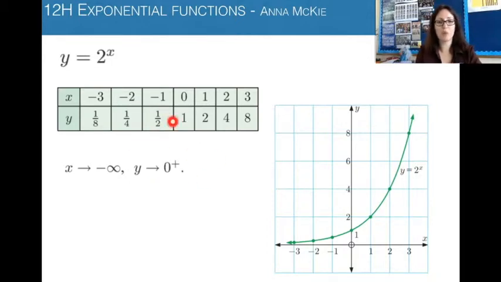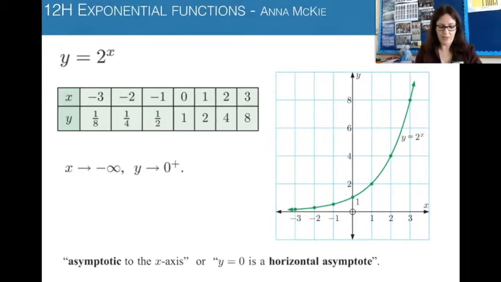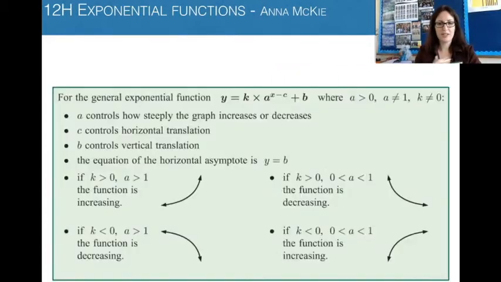Because if you look what's happening here, you're having 1 divided by 2, 1 divided by 4, 1 divided by 8. So it's 1 divided by increasingly bigger numbers, and each of those values get closer and closer to 0, but they're always greater than 0. And we describe this graph as asymptotic to the x-axis. So if you're asked to describe the behaviour of an exponential function, it's asymptotic, in this case to the x-axis, but it can be to other horizontal lines. In this case, the horizontal line that it's asymptotic to is y equals 0, and that's called a horizontal asymptote.